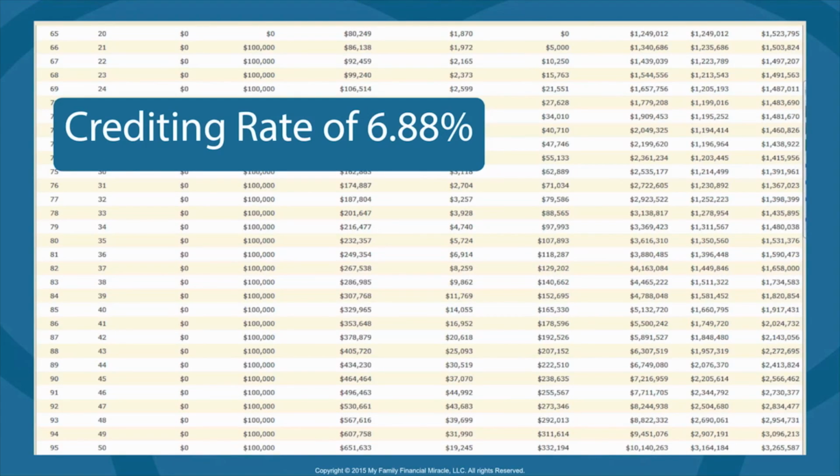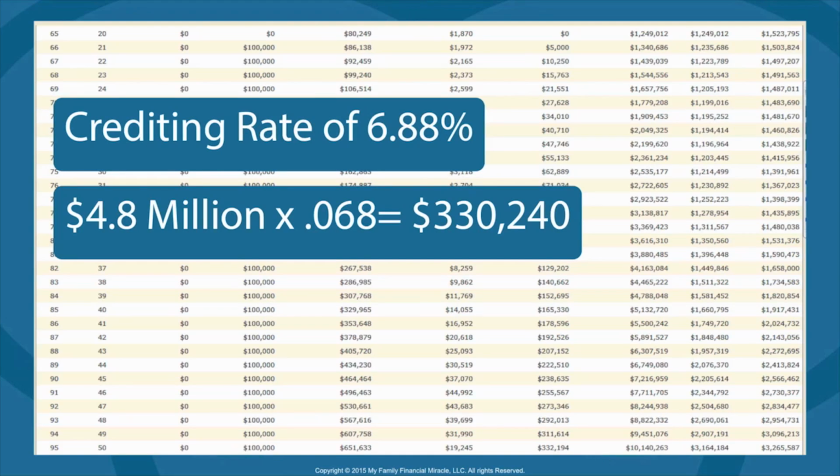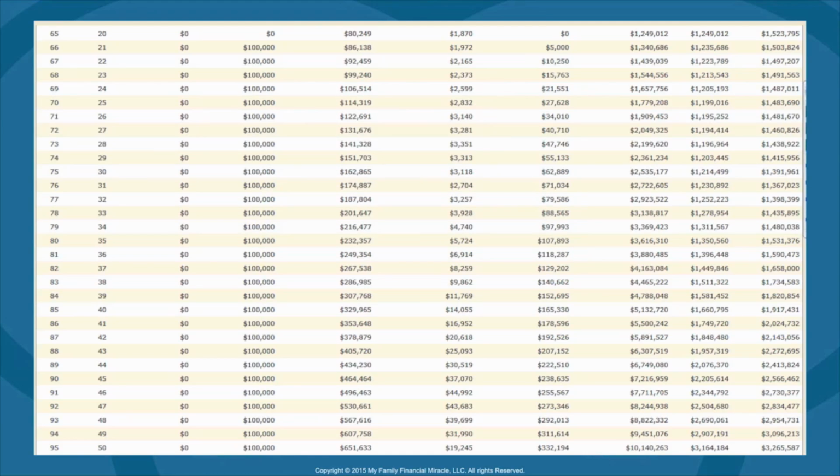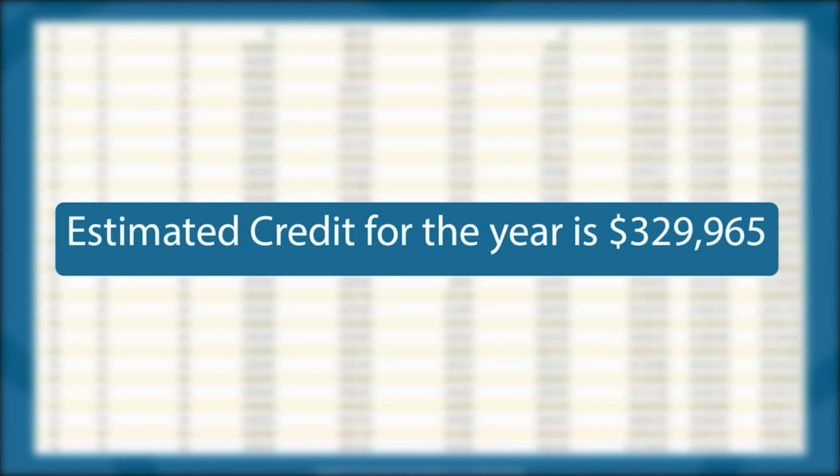We are assuming a crediting rate of 6.88%. $4.8 million times 0.0688 equals $330,240. Now that is what I would expect to have credited without expenses. But remember, I'm paying for as little insurance as possible. So our estimated credit for the year is actually $329,965. Not too shabby while I'm out fishing.